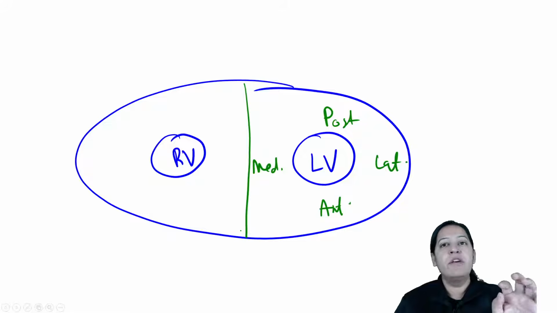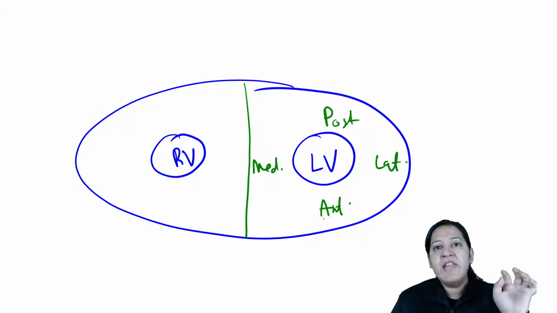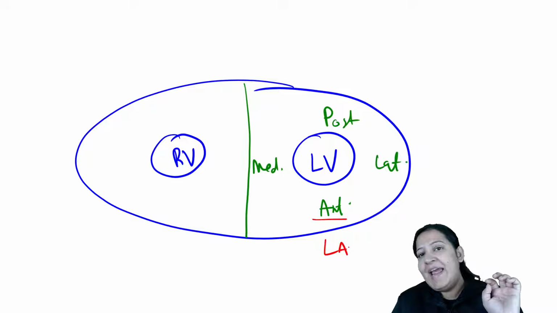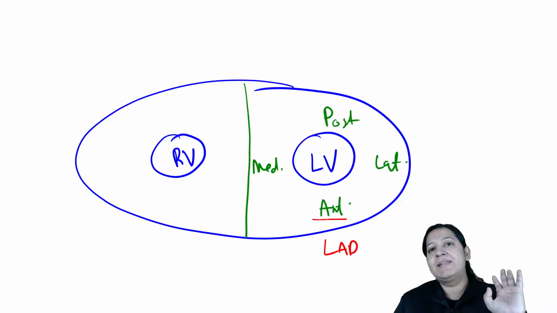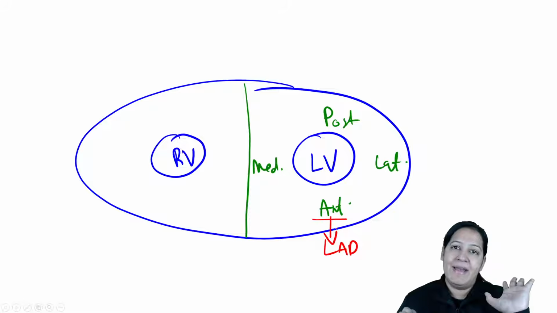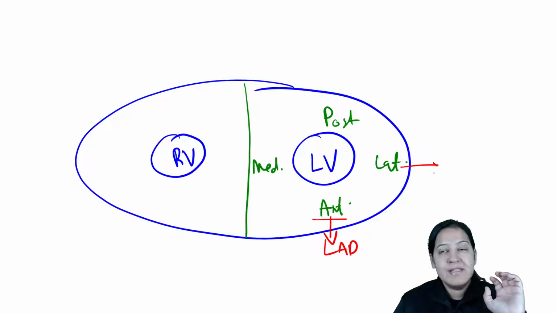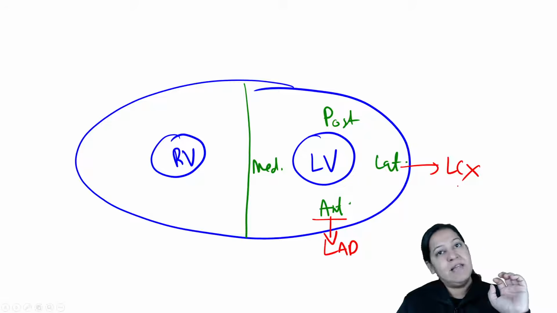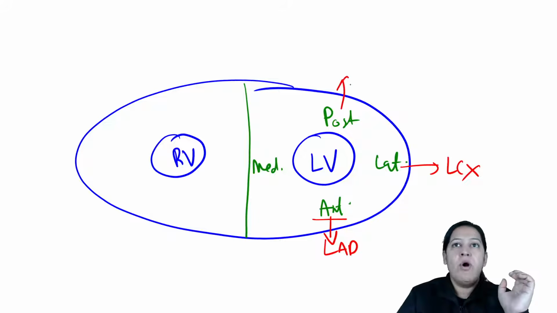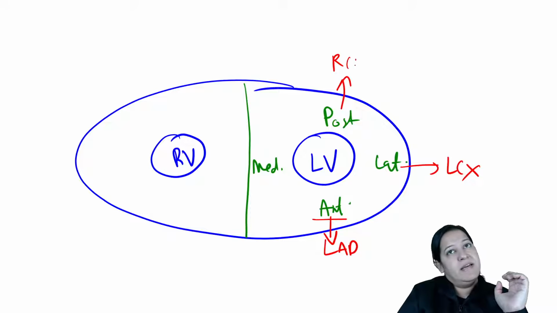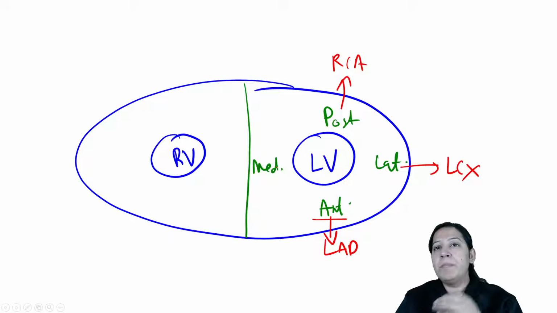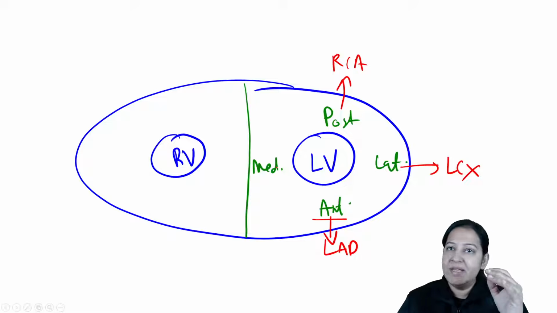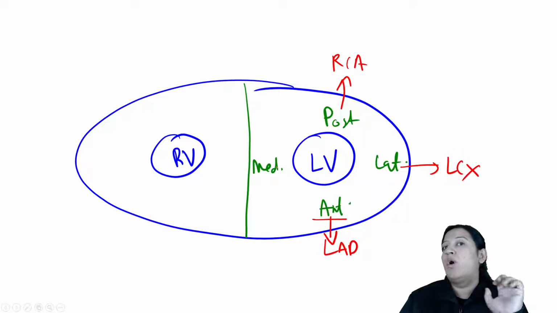So let me tell you which coronaries supply which wall. The anterior wall is supplied by LAD, left anterior descending. Please learn. The lateral wall is supplied by LCX, the left circumflex. The posterior wall is supplied by RCA. What about the medial wall? We have three coronaries, three walls are supplied. What about the fourth wall, the medial wall?